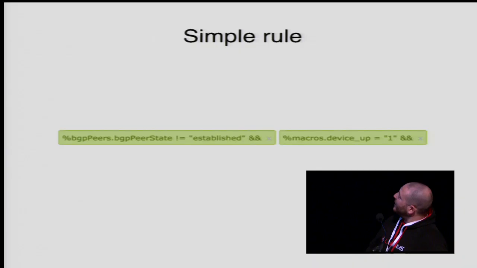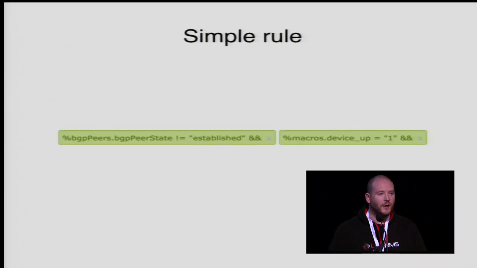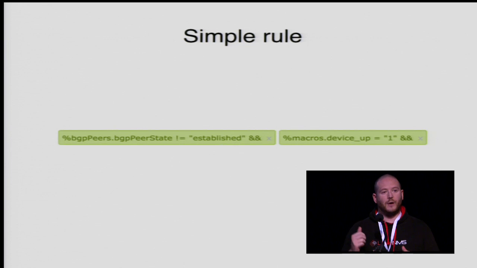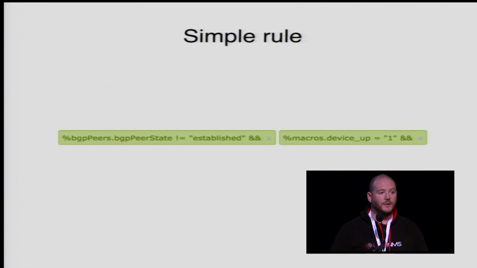So a very basic, simple rule, hopefully clear enough. That one will purely and simply just tell you if a BGP neighbor goes down. It checks that the device that's running that BGP session is up still, because obviously if the device is down, you're going to want to know about that rather than a BGP session. But that's come from the web interface.